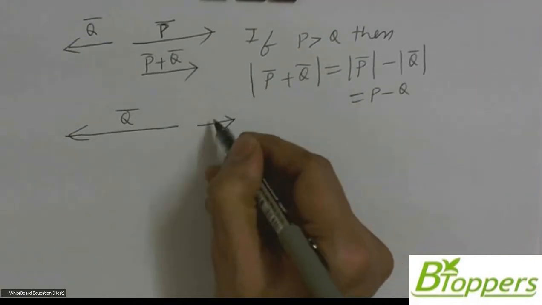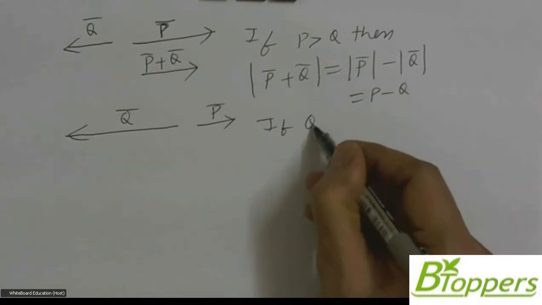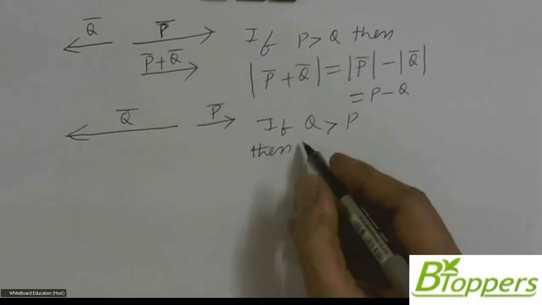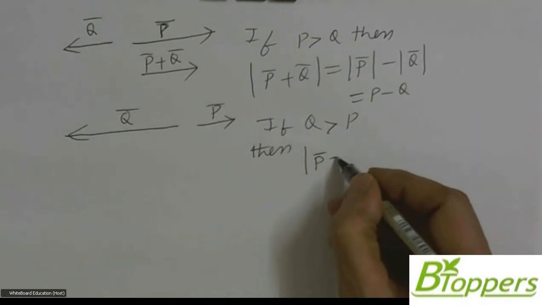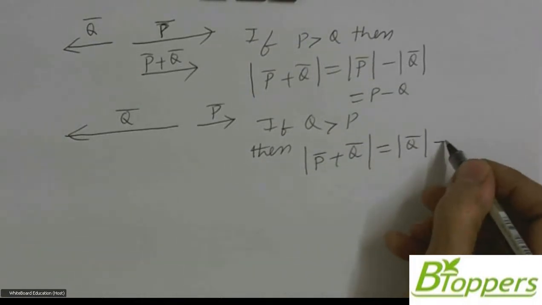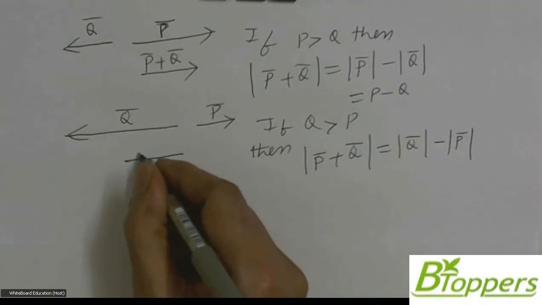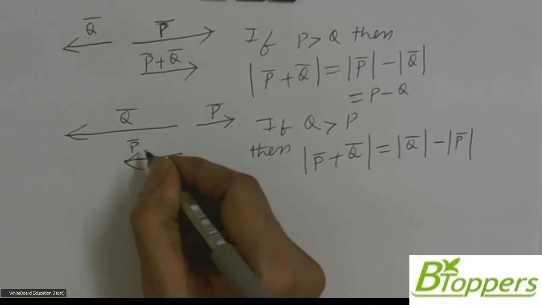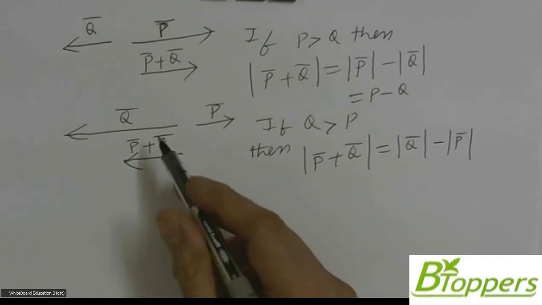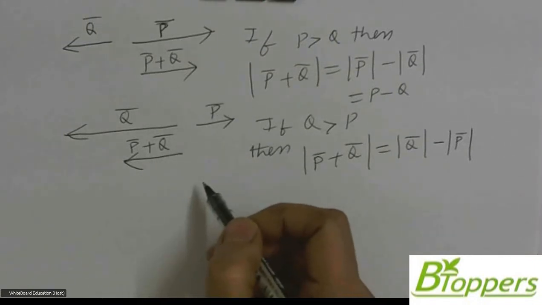Suppose the magnitude of vector q bar is greater than the magnitude of vector p bar, and the two vectors p bar and q bar act in opposite directions. Then the magnitude of the vector sum or resultant of p bar and q bar can be written as magnitude of q bar minus magnitude of p bar. And the direction of the resultant will be in the direction of vector q bar. That means in this case the resultant is opposite to p bar.